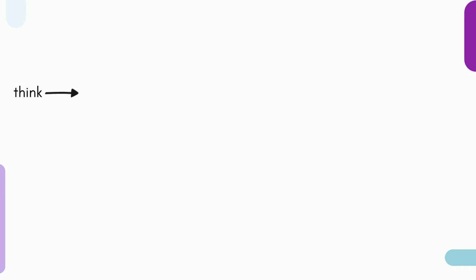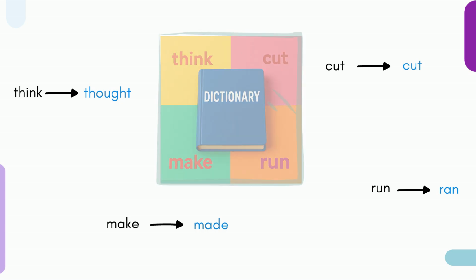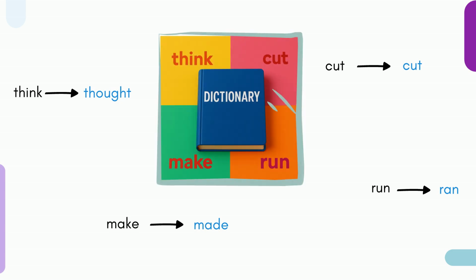It takes time to remember how to say these verbs in the past, but with a little practice, you can do it. And remember, if you don't know how to say other irregular verbs in the past, you know the ones that don't end with ed, you can always use a dictionary.